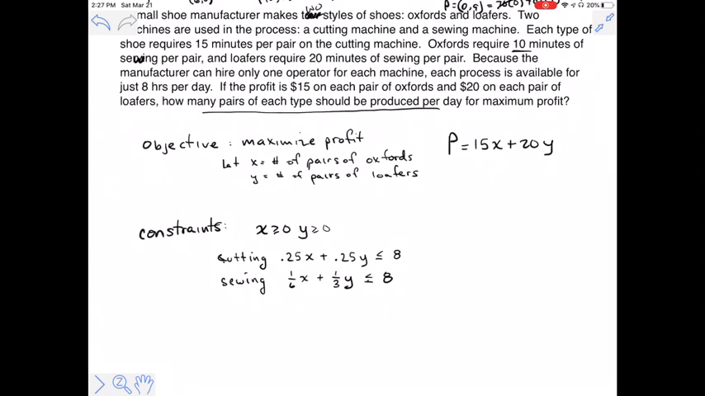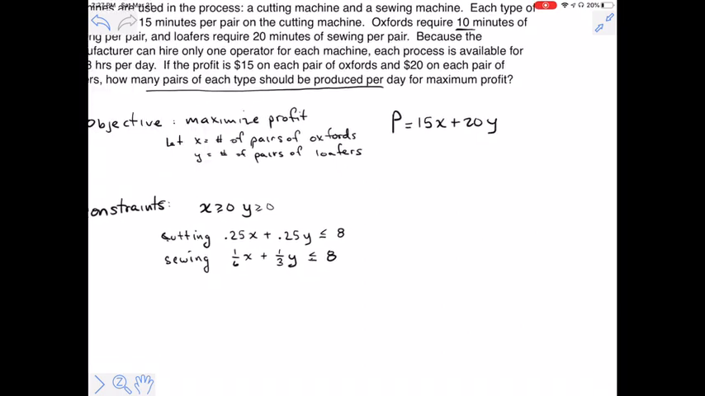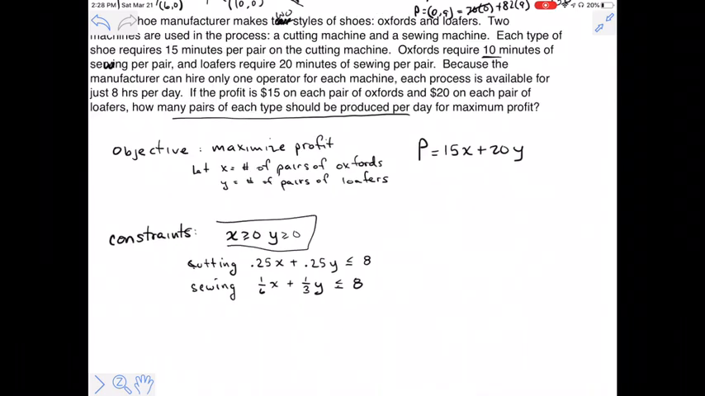Okay. So I think we have as many constraints as we need there. We have a constraint on cutting, we have a constraint on sewing, and then the natural constraints that x and y have to be greater than or equal to 0. So I think we're ready to graph the feasible region to find the vertices.